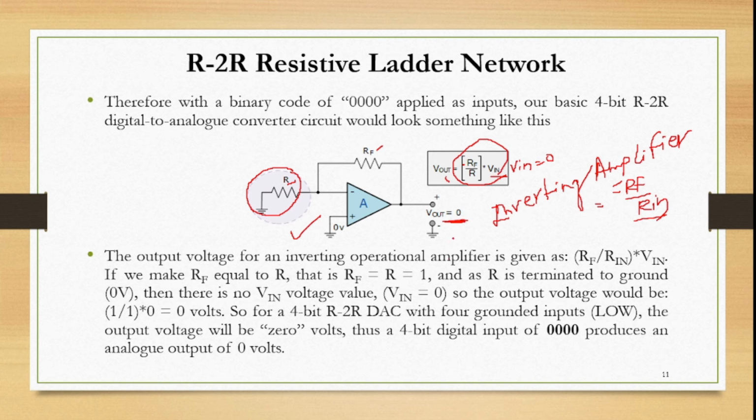So for ABCD equal to 0 0 0 0, V out is equal to 0. So the condition is that RF and R1 should be equal to 1. So we can say the gain is equal to.